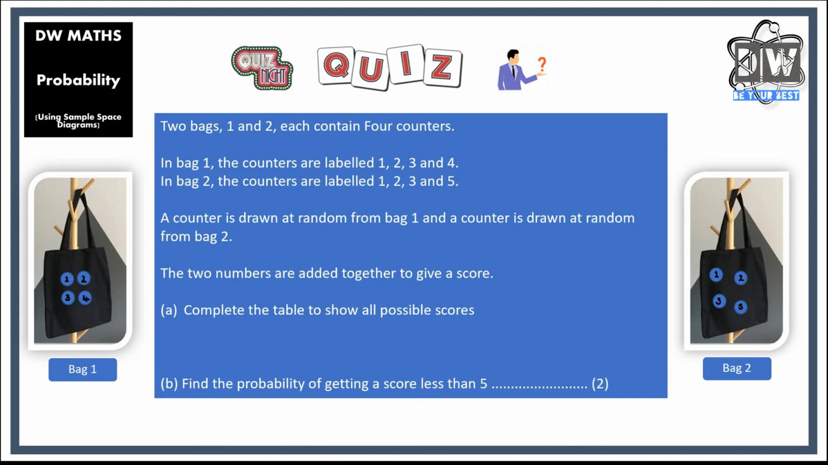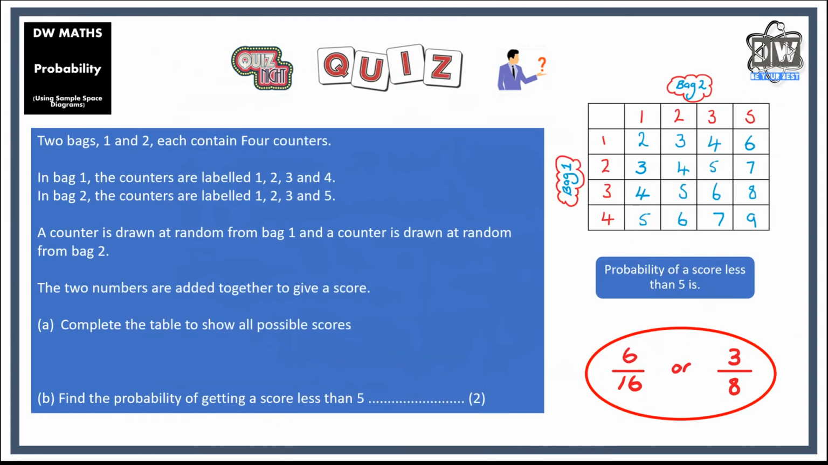It is now time to see if you've got it correct. This was a little bit tricky, especially because the warm-up questions were pretty easy, but I'm sure you've done fine anyway. So bag 1, I had 1, 2, 3, and 4. Bag 2, I had 1, 2, 3, and 5. I added my two counters together to get all of my totals. Probability of a score less than 5 was 6 times out of 16 or 3 out of 8. Hopefully you've done incredibly well.